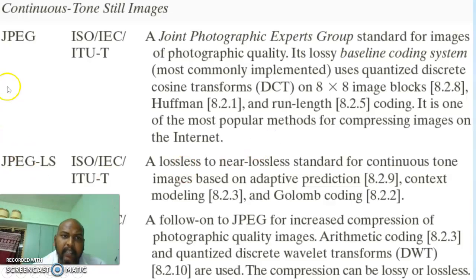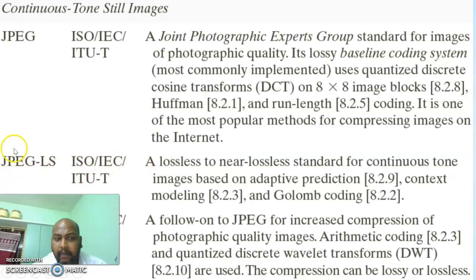Next, in still image classification we look at continuous tone classification, in which we have the JPEG series. JPEG stands for Joint Photographic Experts Group. Here the image is first transformed using some transformation, and then the coding algorithm is carried out. In JPEG we use the DCT transformation, and for the coding algorithm, Huffman and run length coding are used.